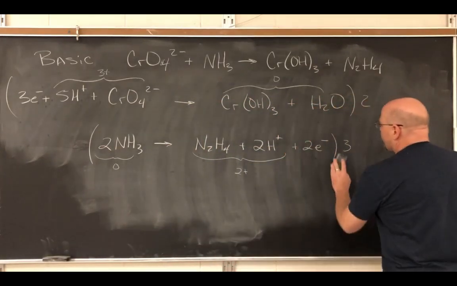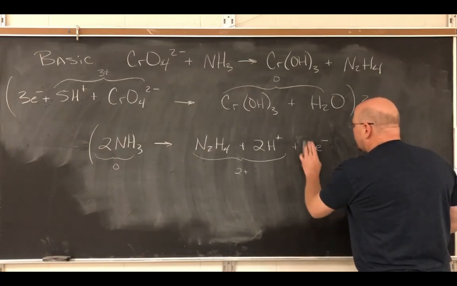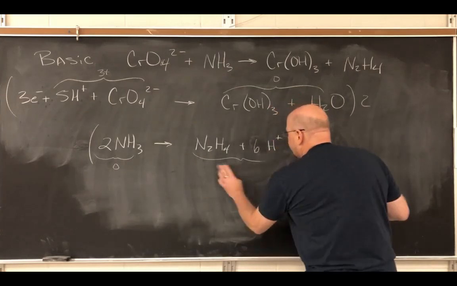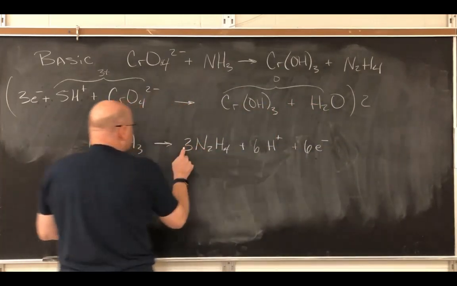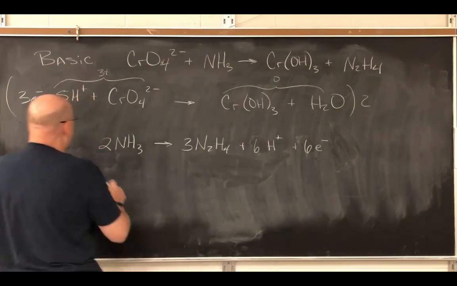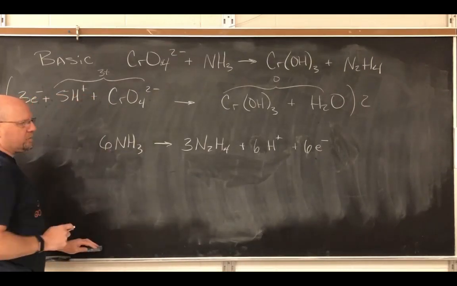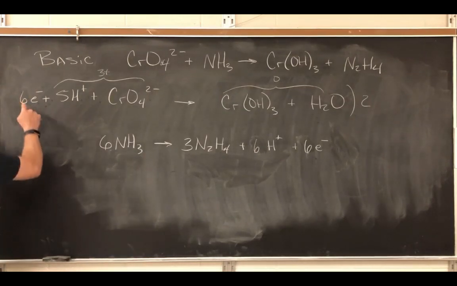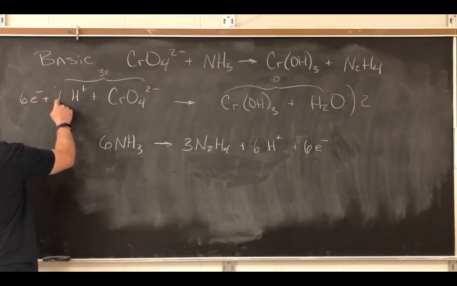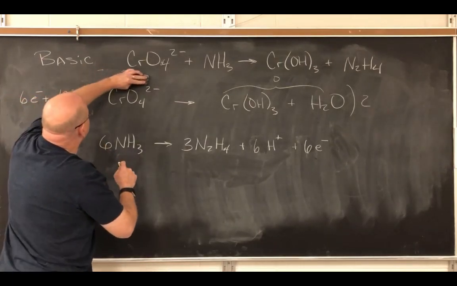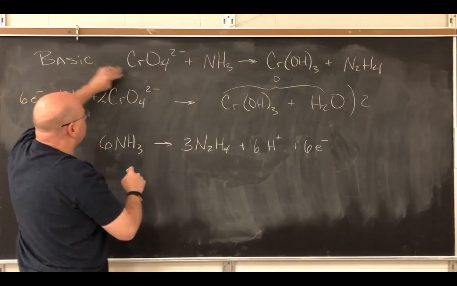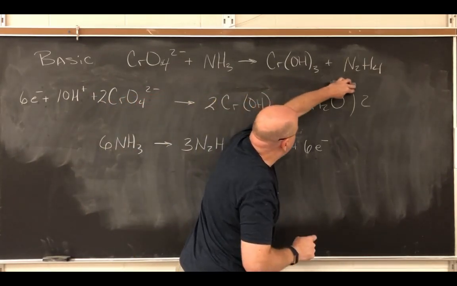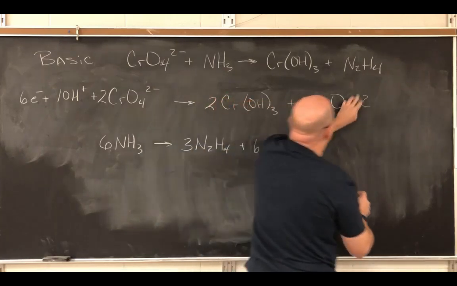If we distribute that through, this is going to give us 6 electrons, 6 H pluses, 3 hydrazines and 6 ammonias. Up here, we're going to have 6 electrons, 10 hydrogens, 2 chromates, 2 chromium hydroxides, and 2 waters.